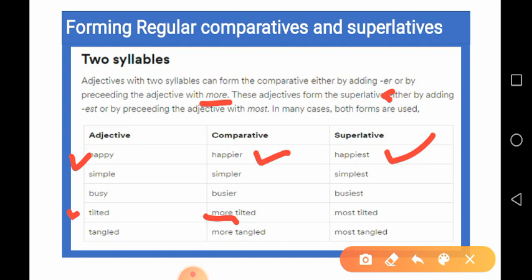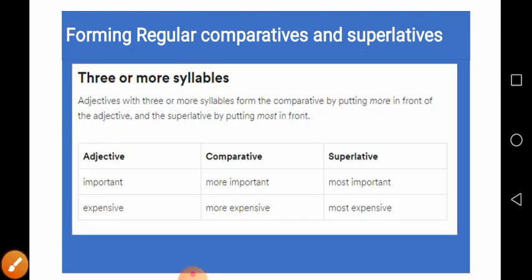So, instead of tilteder, we have added the word more: more tilted. It is not like tilteder. So, we added the word more, more tilted, and here in the superlative, most tilted. Tangled: it is more tangled, and in the superlative most tangled.